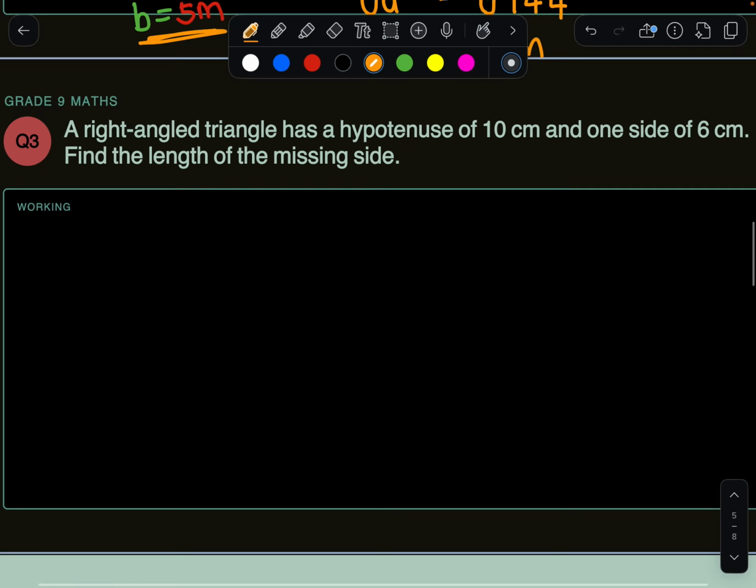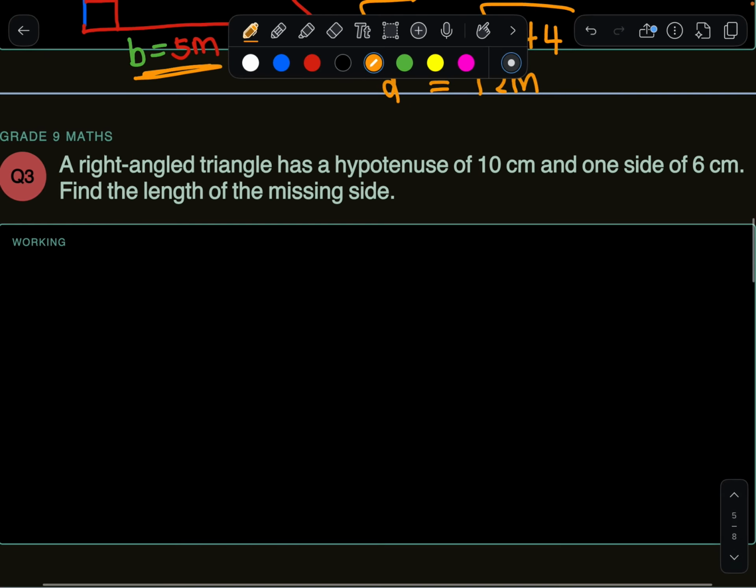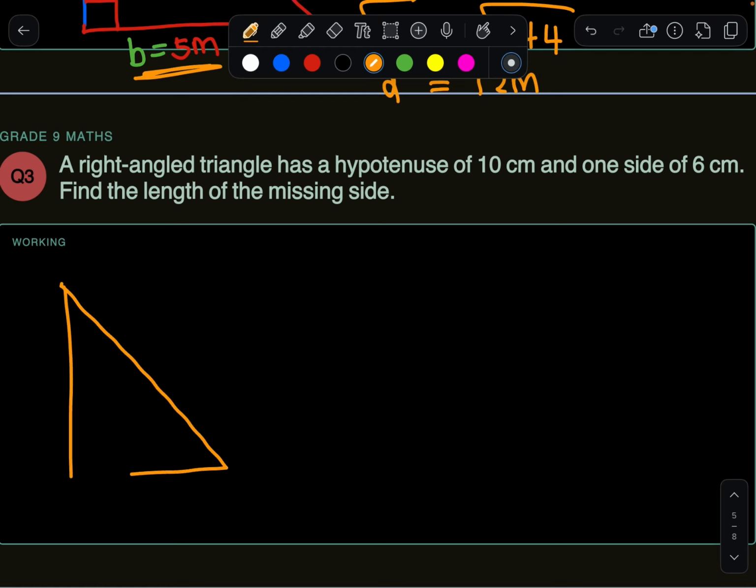Okay, and question 3, the last question of this set. A right angled triangle has a hypotenuse. Let's just draw this triangle. It has a hypotenuse of 10 centimeters. So remember, this is our hypotenuse here. And one side of 6 centimeters. Find the length of the missing side. Whether you label A or B, it doesn't matter. We're just trying to find this missing side.